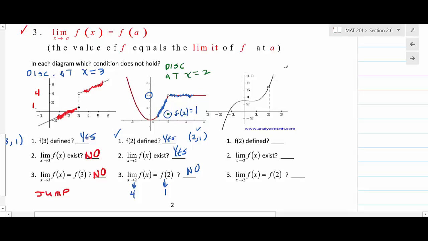All right, the next one again is pretty clearly discontinuous at x equals 2. There's a break in the graph right there at that bubble. So is f of 2 defined? The answer is no.